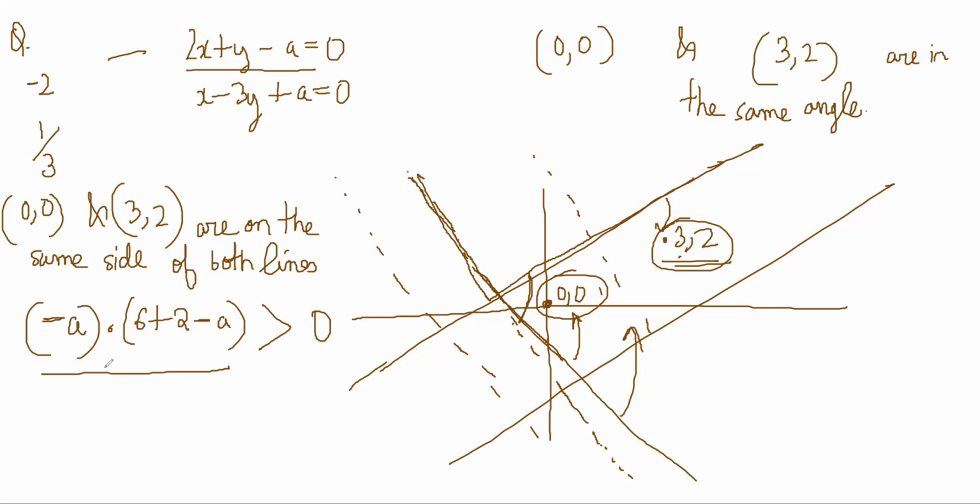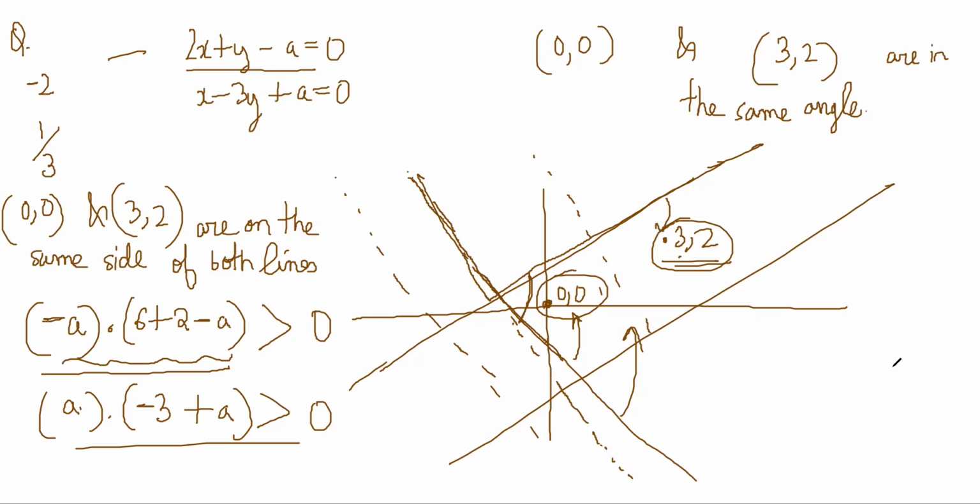Similarly, you put in this, you get a into, what is this? 3 comma 2. So 3 minus 6 minus 3 plus a are also greater than 0. Okay. So you will get conditions on a.